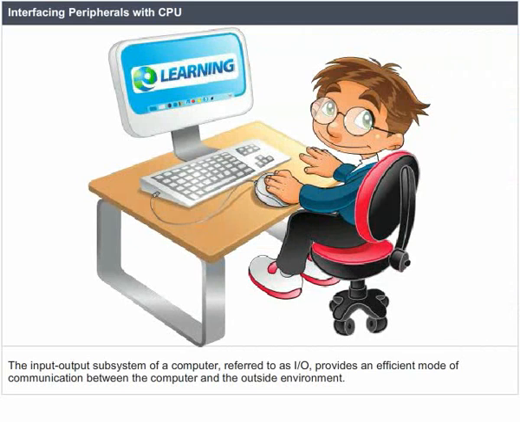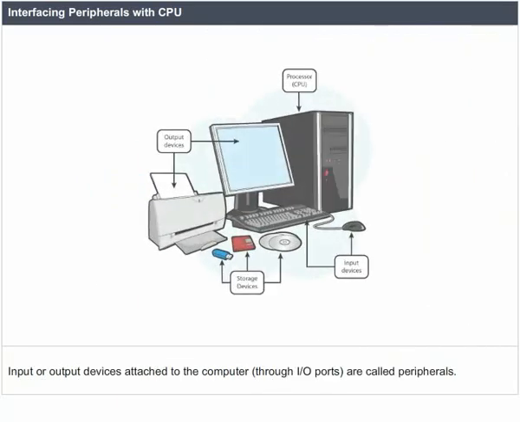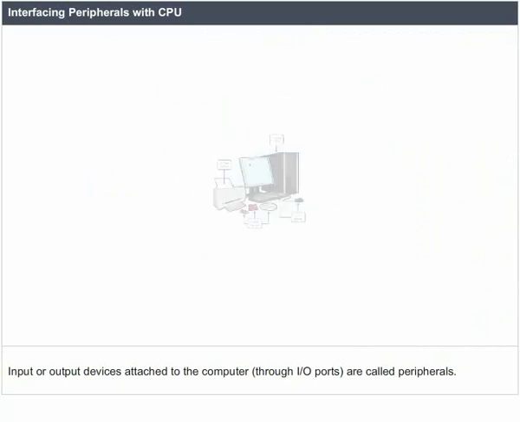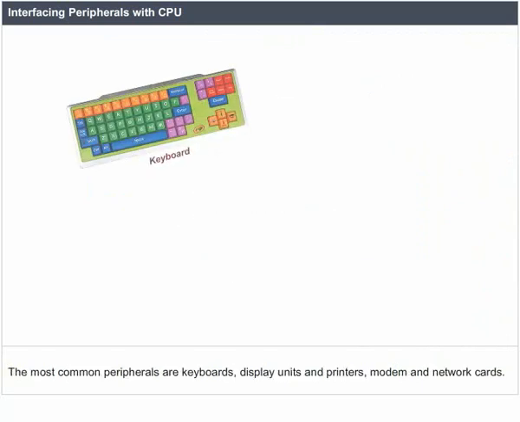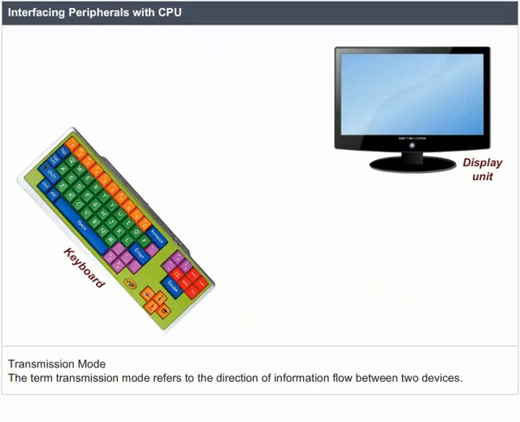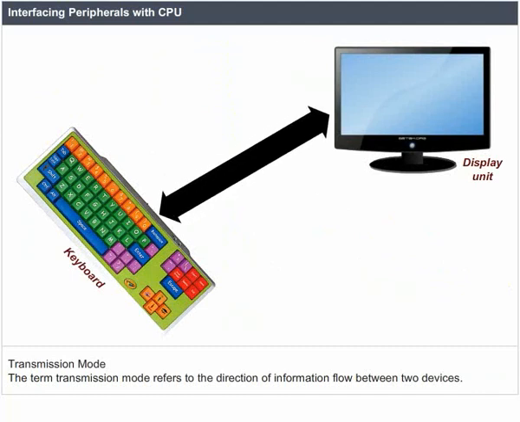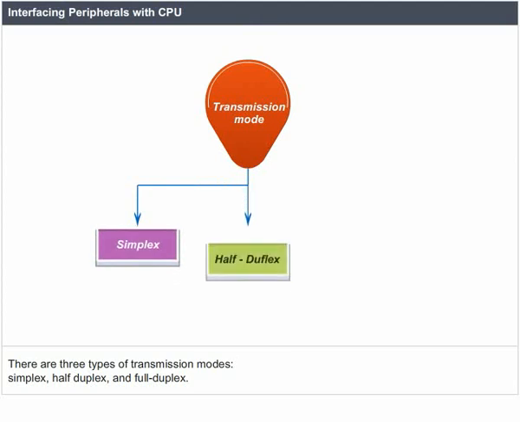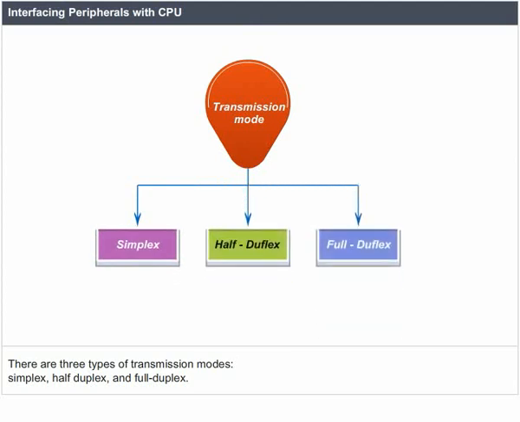Interfacing peripherals with CPU. The input-output subsystem of a computer, referred to as I/O, provides an efficient mode of communication between the computer and the outside environment. Input or output devices attached to the computer through I/O ports are called peripherals. The most common peripherals are keyboards, display units and printers, modem and network cards. Transmission mode. The term transmission mode refers to the direction of information flow between two devices. There are three types of transmission modes: simplex, half duplex, and full duplex.